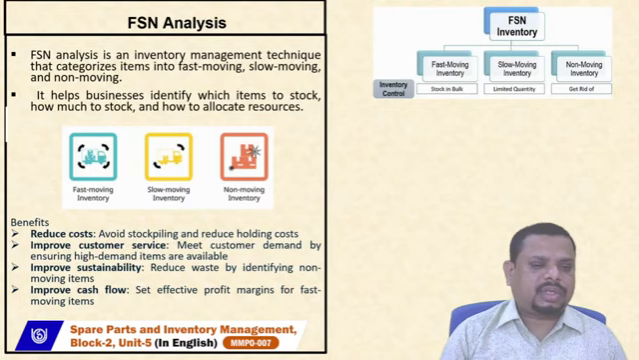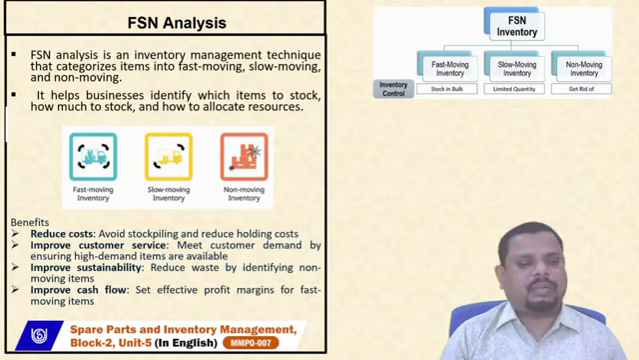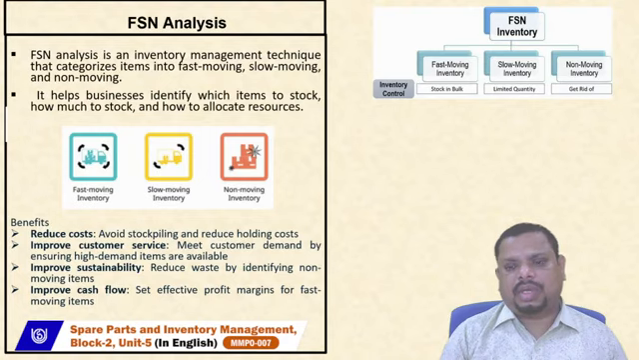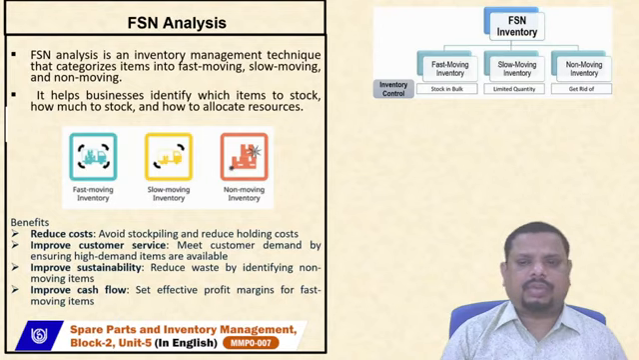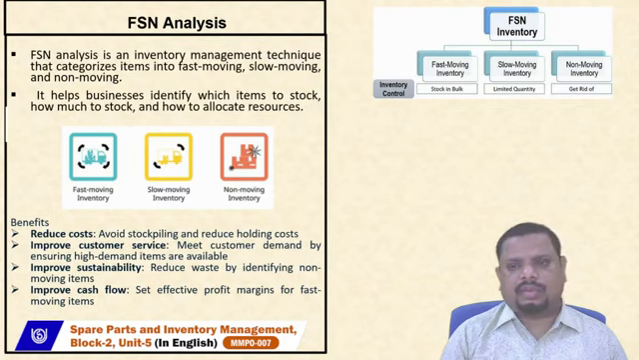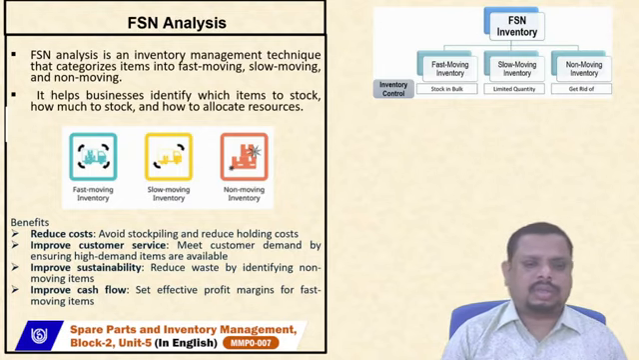Next one is improving customer service. Meet customer demand by ensuring high demand items are available. So whenever a customer needs an item and you provide it, for example, fast moving items in a grocery shop, those commodity items are fast moving items. The next one is slow moving items. For example, salt in a grocery shop is a slow moving item. And non-moving items, those needed once in a year or once in a month, are basically the non-moving items.